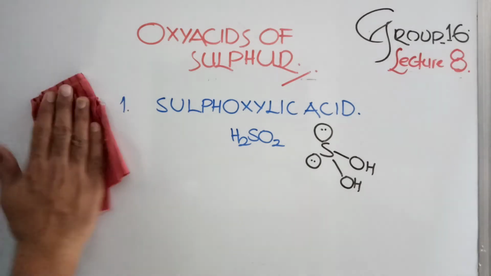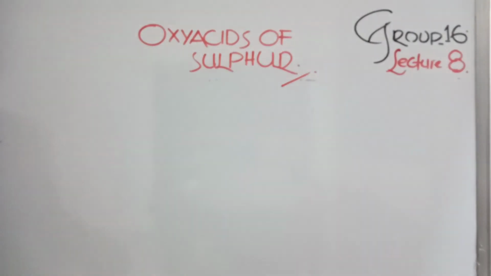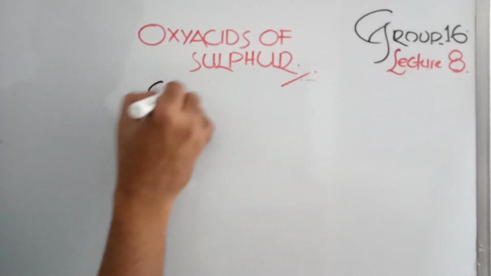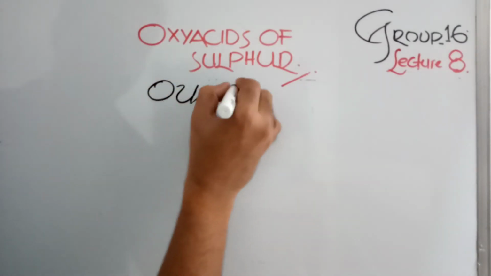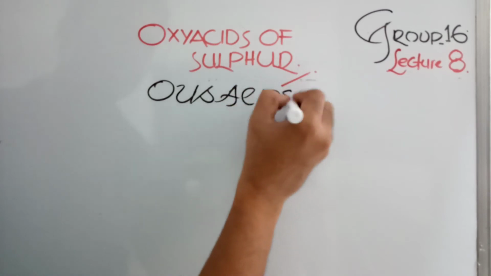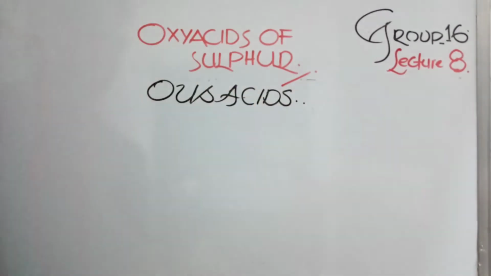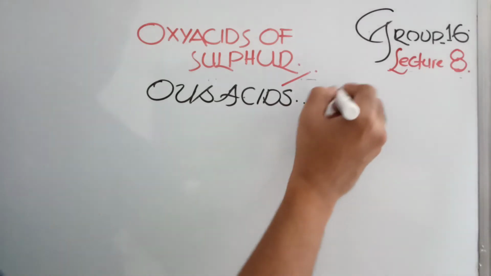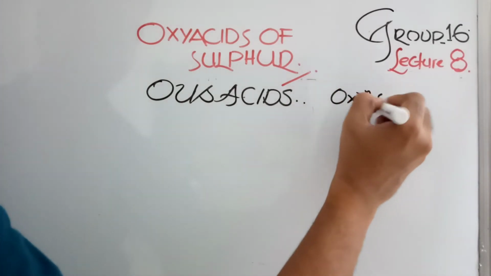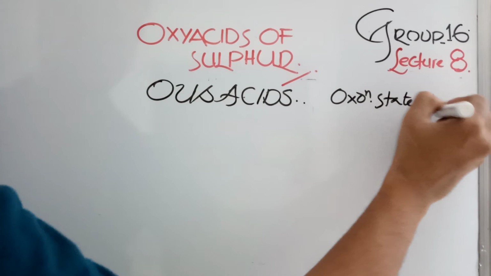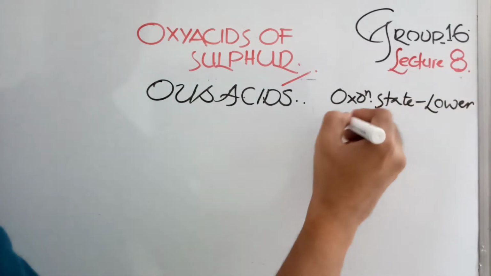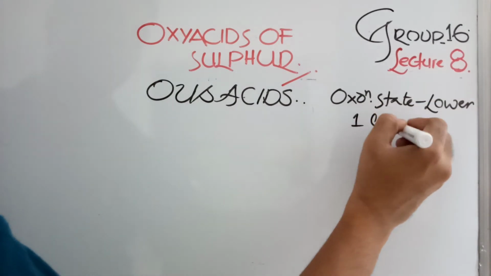Next, this is rare. The second category is the ous acids. Now we will discuss the ous acids. Ous acids means lower oxidation state will be there. Otherwise, you can say one lone pair will be there. Oxidation state lower and one lone pair you can see in all these cases.